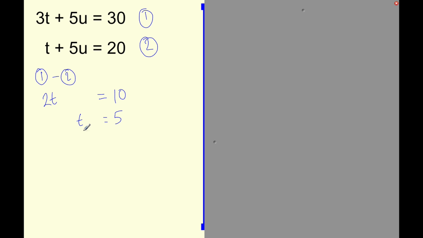Now that we've got what one of the letters has the value of, we need to find out what u has the value of. And we can just substitute that into one of the equations. It would make sense to substitute it into this one, as there's a bit less work for us to do. So we have 5 plus 5 lots of u equals 20. So it's just substituted in that t is 5 into this here.